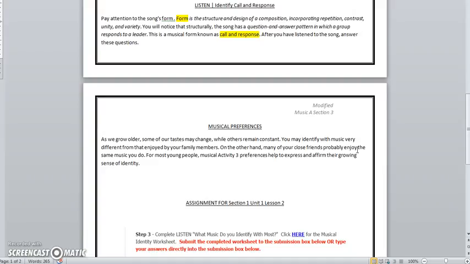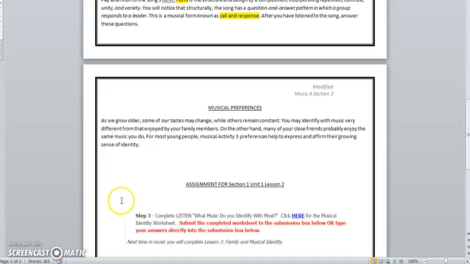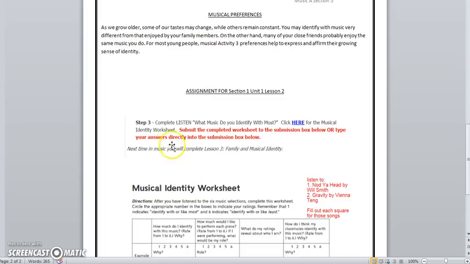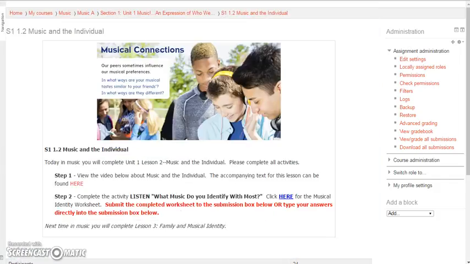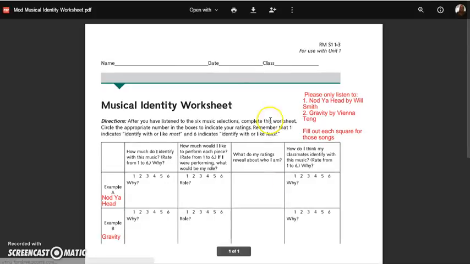So for a lot of younger people, we see that music is used to express and affirm their growing sense of identity. So your assignment for today for Section 1, Unit 1, Lesson 2 is to complete the activity, what music do you identify with most? In your assignment page for today, you will see in Step 2, click here for the Musical Identity Worksheet. When you click here, it will open up to a worksheet. It is not a long worksheet.